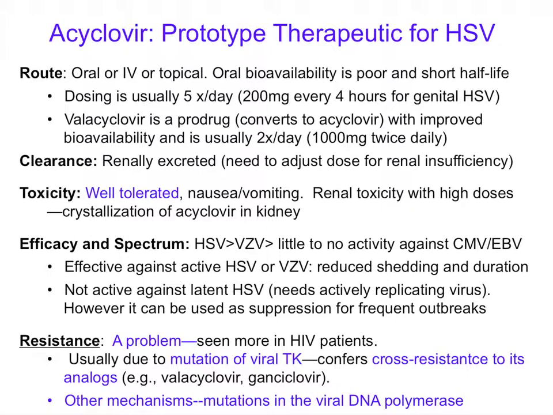In terms of its pharmacokinetics, acyclovir is nice because it is available both orally and IV and topically. But the downside of acyclovir is that it has a short half-life, it has poor bioavailability, and so you actually have to dose it up to 5 times a day. There is a slightly different form of the drug called valacyclovir, and that has better pharmacokinetic properties, and as a result, it is better absorbed, has better bioavailability, and is only twice a day.